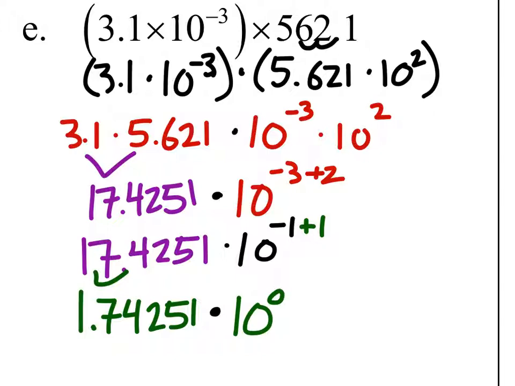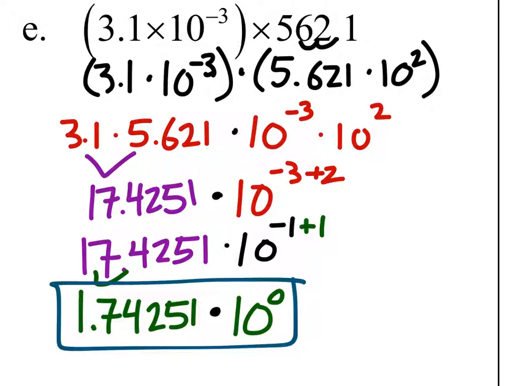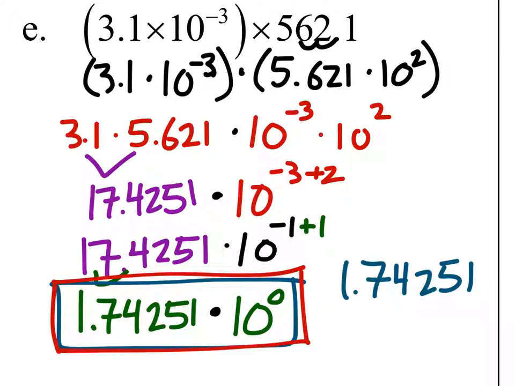which is okay. I'm okay if you make that your answer. Some of you guys know that 10 to the power of 0 is 1. So the actual answer could just be 1.74251. But they probably do want this in scientific notation, so we should probably just keep it like this.